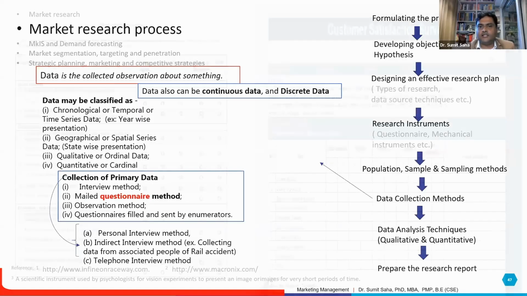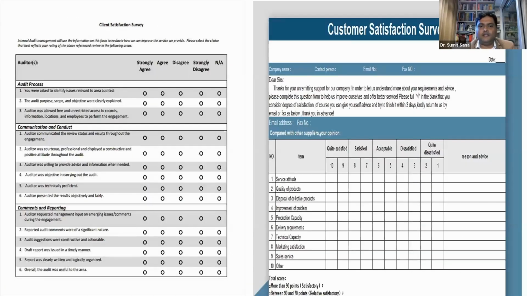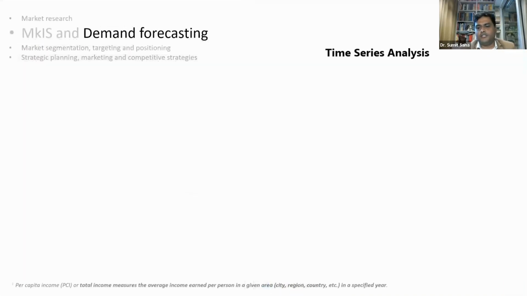research as such. These are the questionnaires you must have seen multiple times. Client satisfaction survey, anything. It may be as per your usage. I mean, 1 to 5, 1 to 10, 1 to 9, open-ended question, closed-ended question, anything you can form. These are called the instruments, survey forms and the instruments. Now we have reached the last segment of our lesson plan, which is demand forecasting.